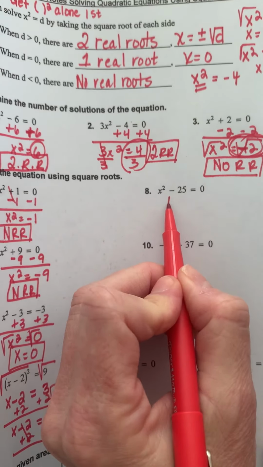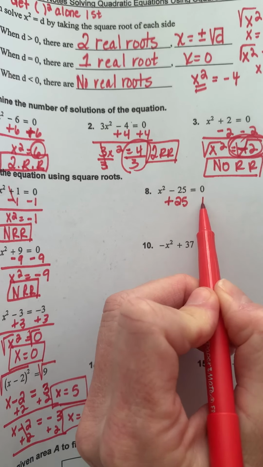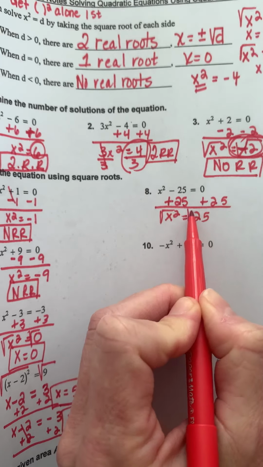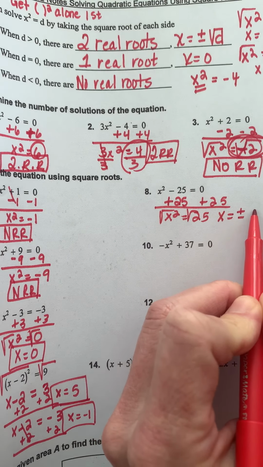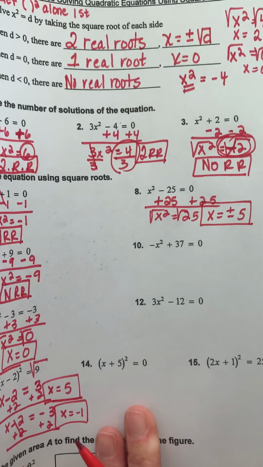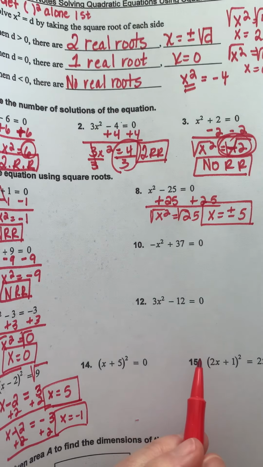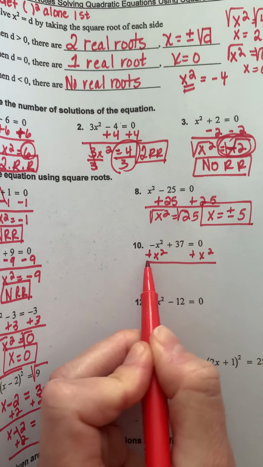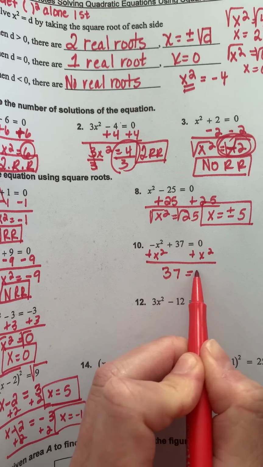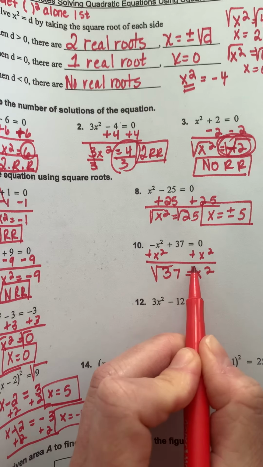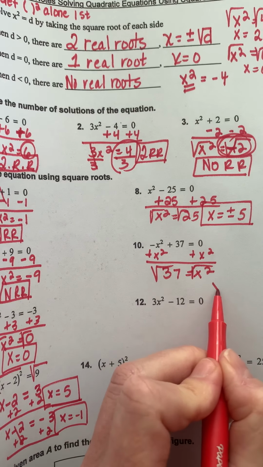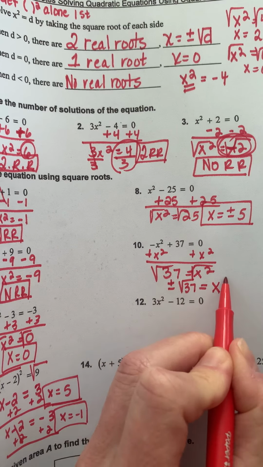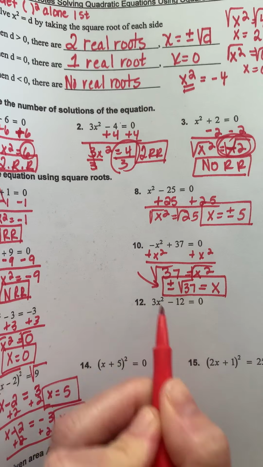Number 8, add 25 to both sides. X squared is 25. You should know right away, x is positive or negative 5. You can write it 5, comma negative 5, or you can just write it like that. Here, I'm going to add this guy here because it's negative. Square root. This is a non-perfect square, so what you can do is just say plus and minus the square root of 37, 6 point something. Just leaving it like that is fine.